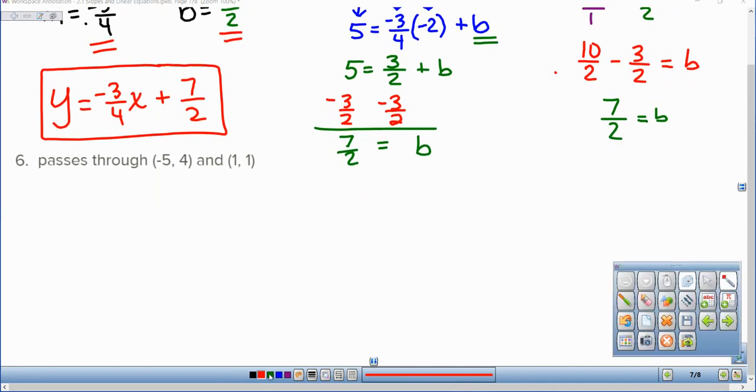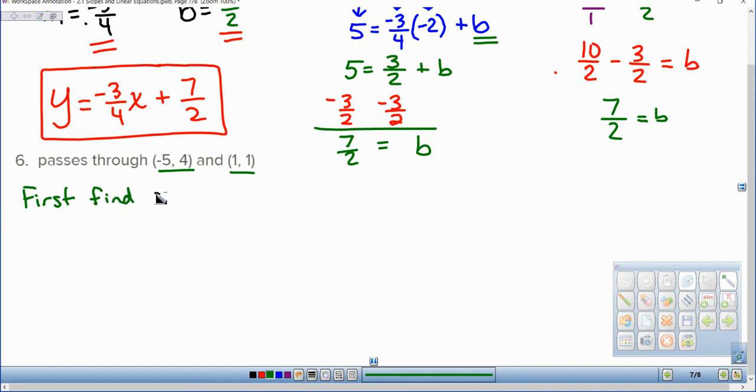Let's try this again, but the situation's a little more difficult because it gives us just 2 points. They don't tell me the slope. They don't tell me the y-intercept. And so first, we're going to find the slope.